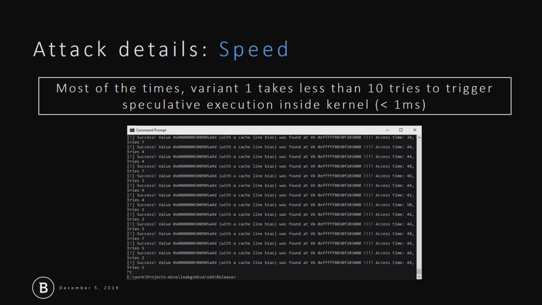So as for the speed, the first variant is very fast. In our tests, we could trigger the speculative execution inside the kernel in less than 1 millisecond, and it usually takes less than 10 tries, 10 speculative executions of the gadget, to get the cache signal that we are after.